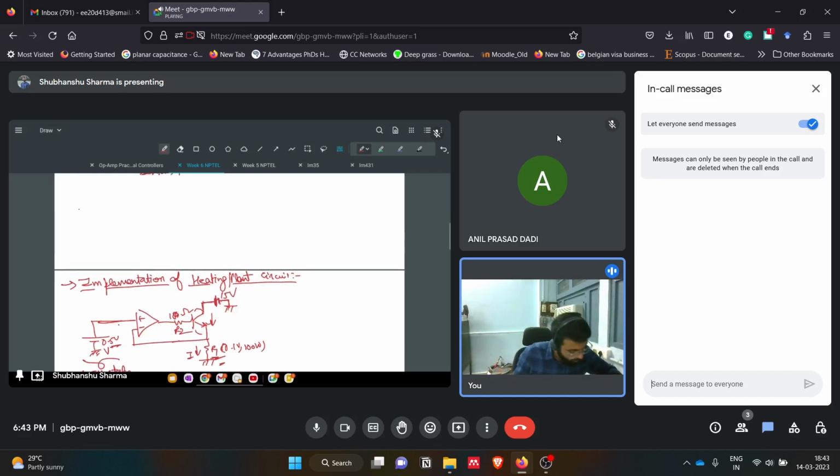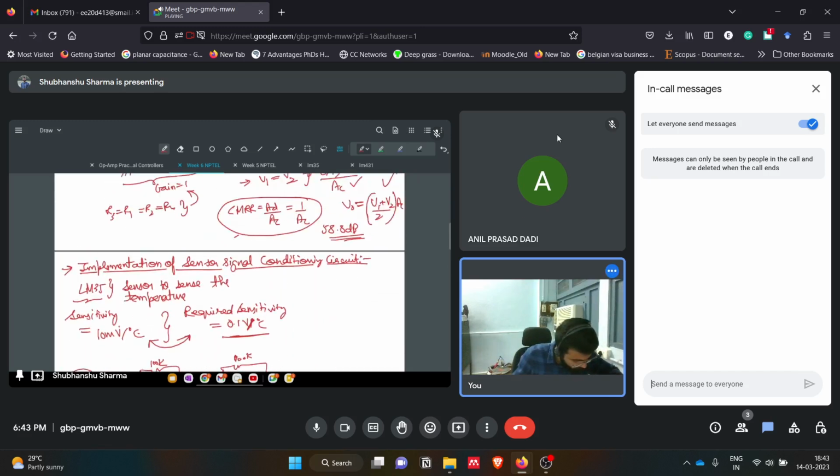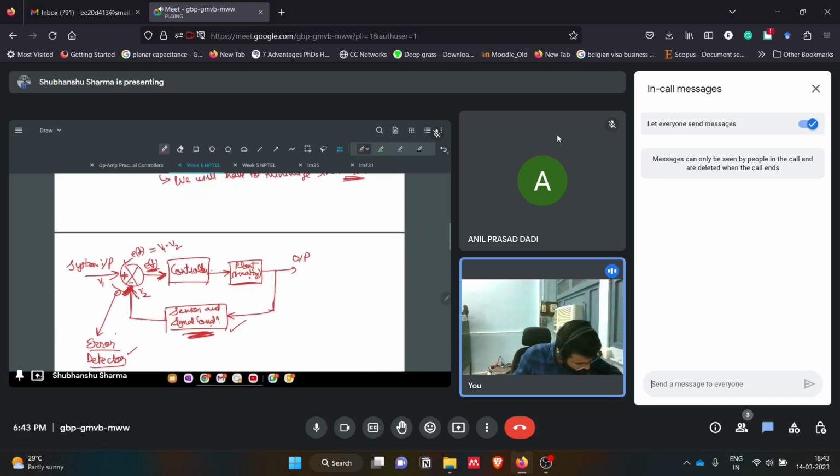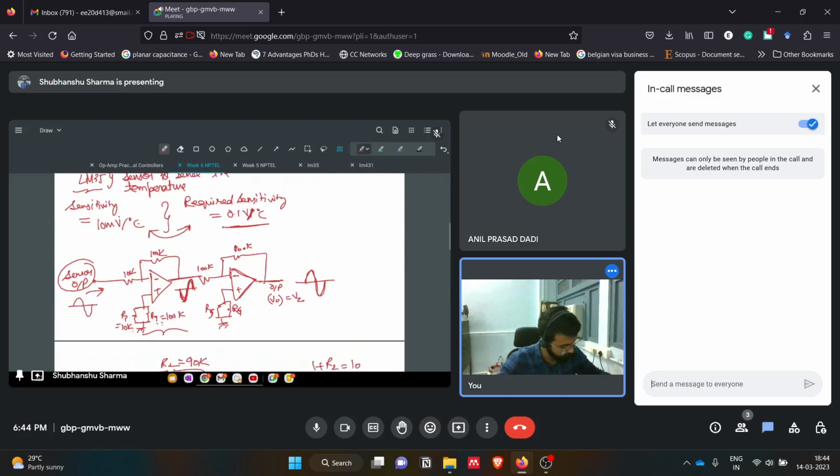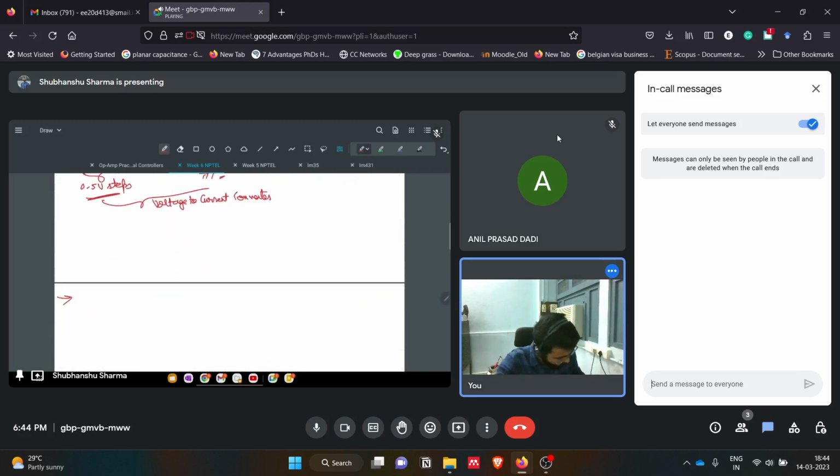Next, we have realized the error detector, sensors, and signal conditioning circuit for plant heating, and now we'll look into controllers. Implementation of the on and off controller.